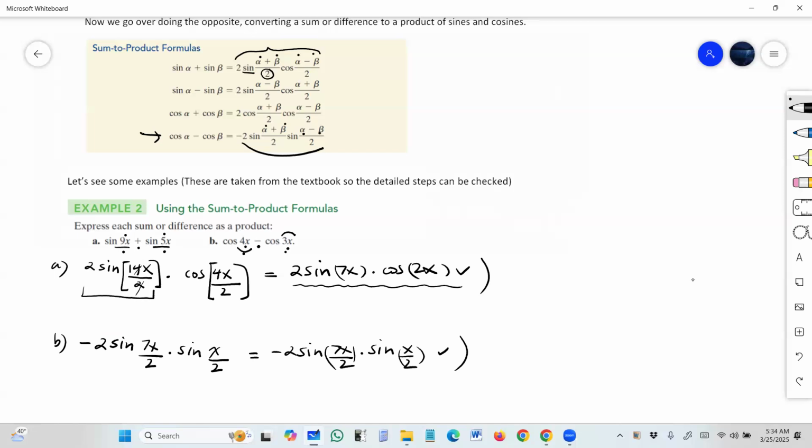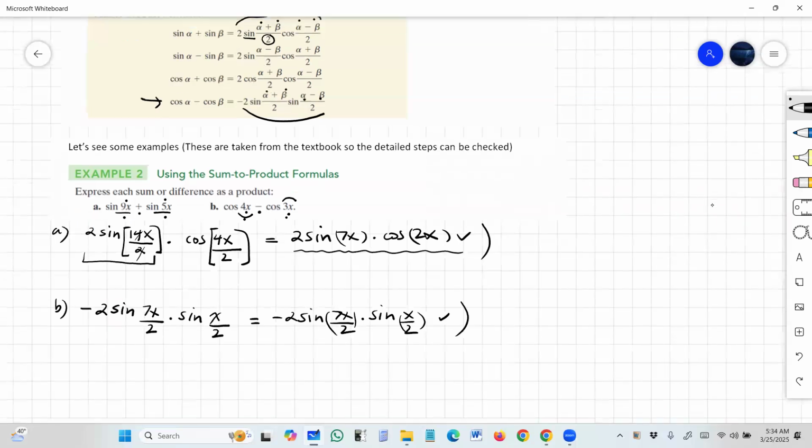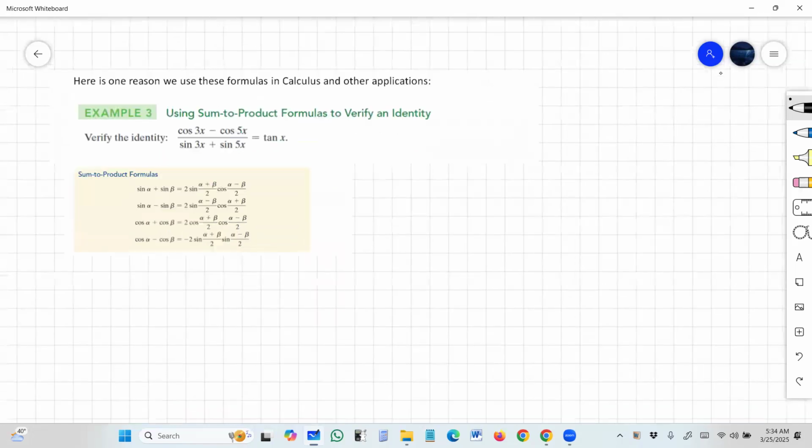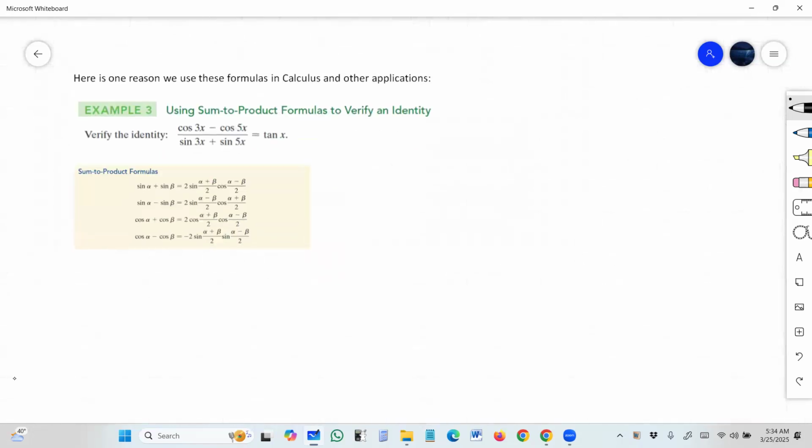Okay, now I am going to show you another example. And this is a very good example in showing you the reason why we use these formulas and how using them will allow us to simplify an expression that may seem very complicated into something extremely easier. So this is a good example from your textbook.